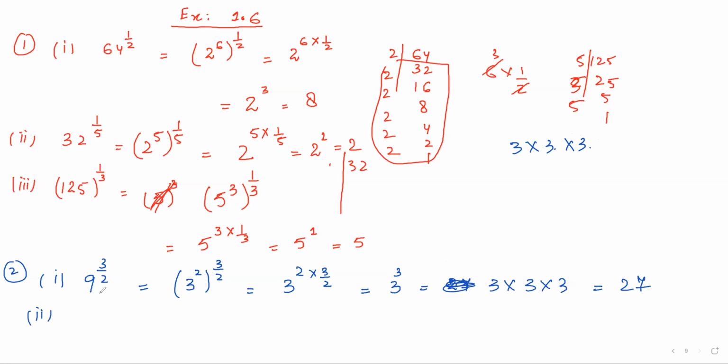Second, 32 to the power 2 by 5. We have just seen that 32 can be written as 2 to the power 5, and then power 2 by 5. Now you multiply the powers. So this is 5 into 2 by 5. 5 and 5 cancel out. So 2 to the power 2 only. That means 2 into 2, which is equal to 4. Clear?